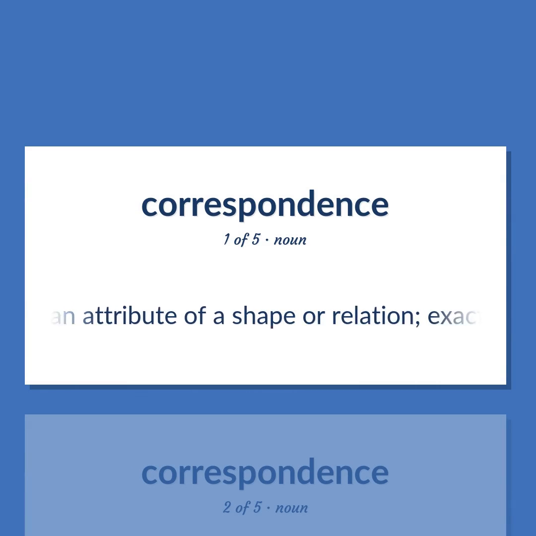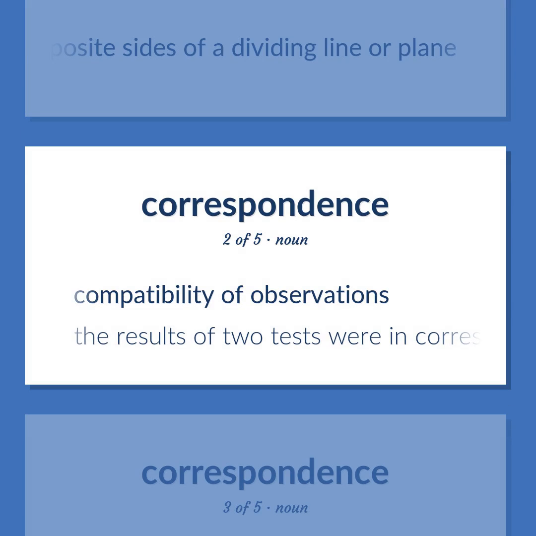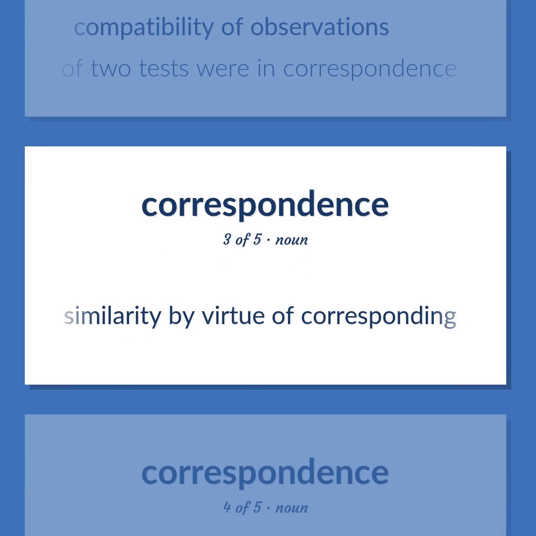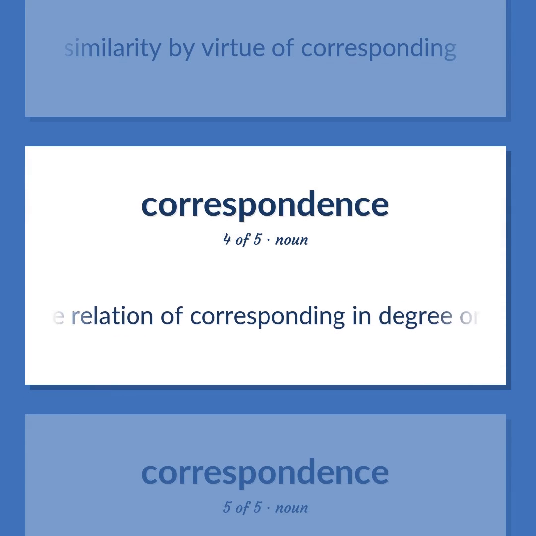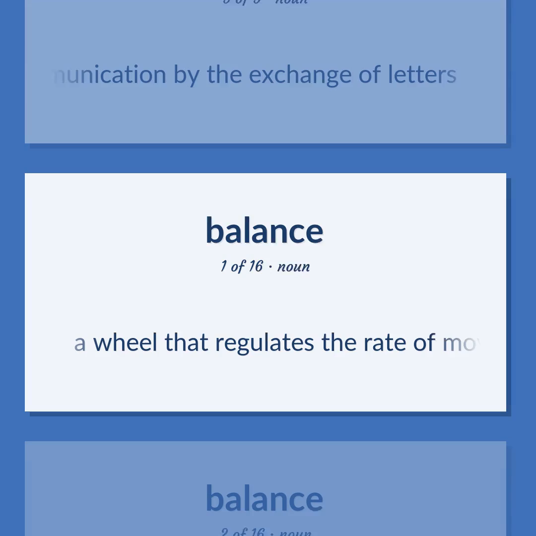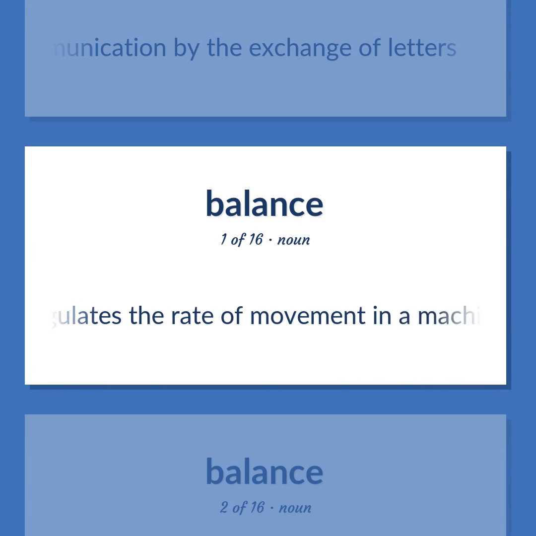Mathematics, an attribute of a shape or relation. Exact reflection of form on opposite sides of a dividing line or plane. Compatibility of observations. The results of two tests were in correspondence. Similarity by virtue of corresponding. The relation of corresponding in degree or size or amount. Communication by the exchange of letters. A wheel that regulates the rate of movement in a machine, especially a wheel oscillating against the hairspring of a timepiece to regulate its beat.